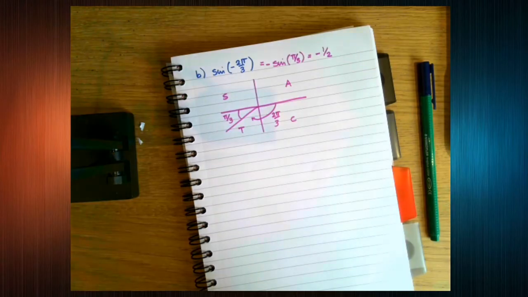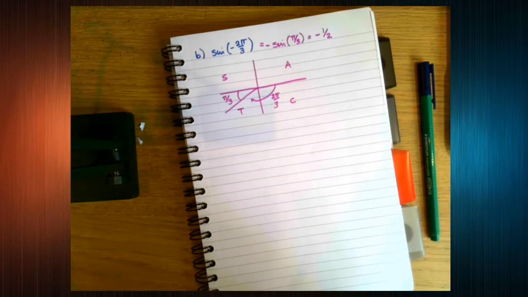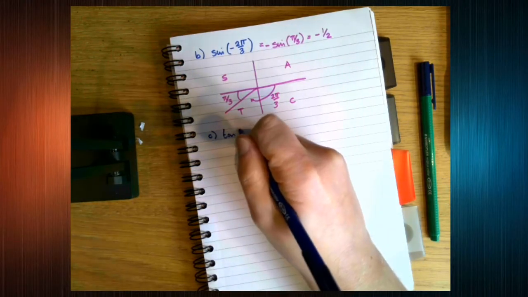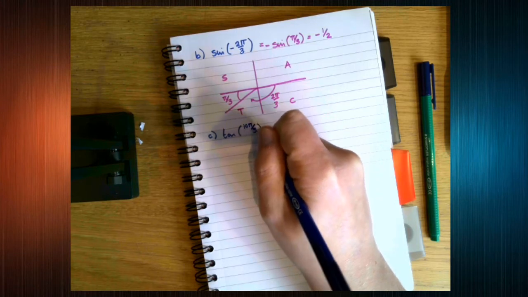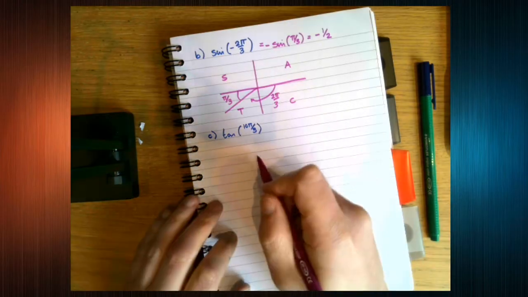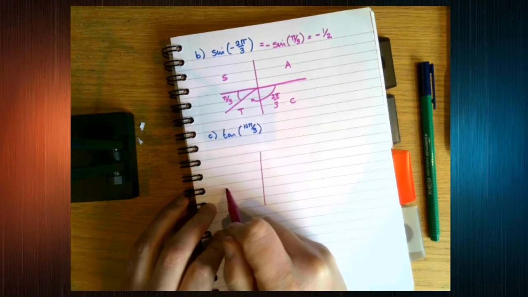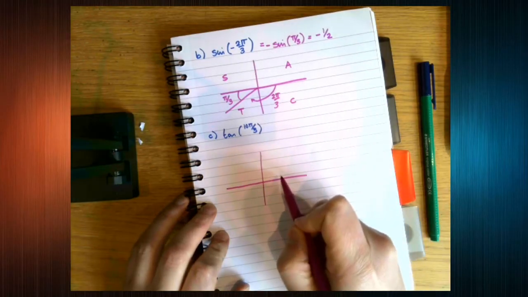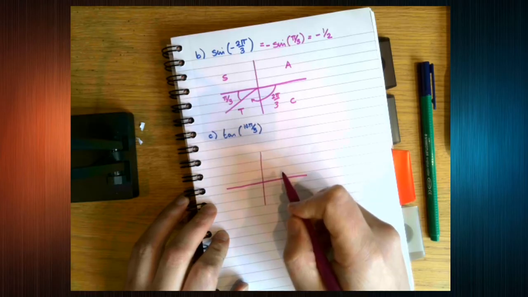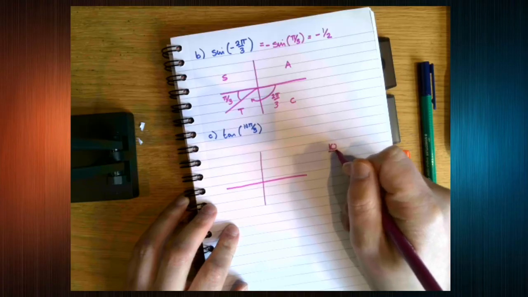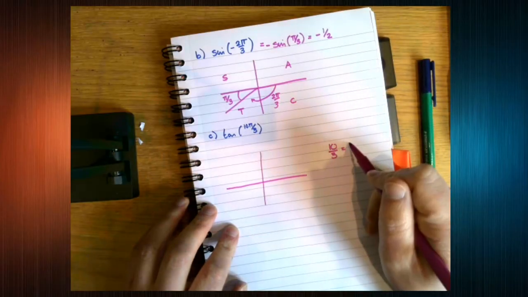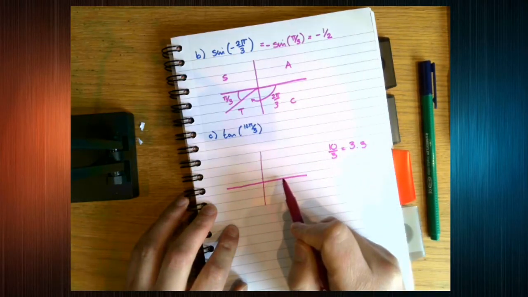Last one on this page is tan. So we've got tan of 10 pi by 3. So again, let's think about the diagram. It's a positive angle, so we're going clockwise, but 10 pi over 3, well, let's think about where that is. So 10 divided by 3 is 3 and 1/3.